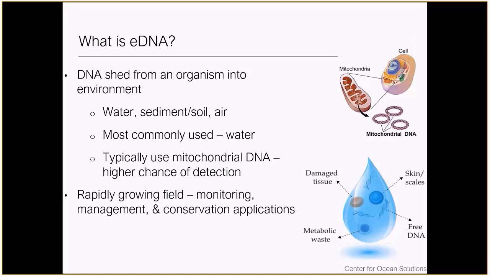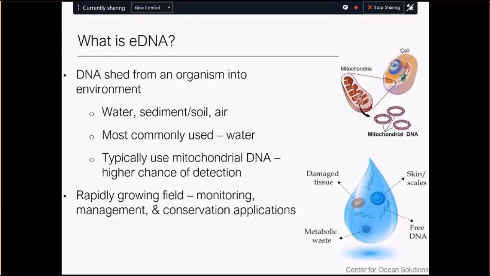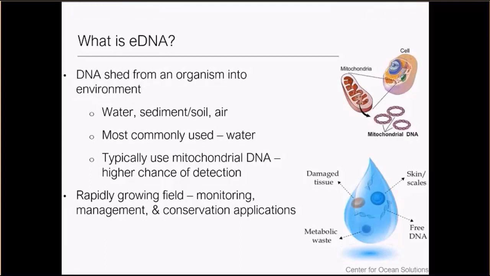Probably the most researched and most common is water, but don't make this out to be that this can't be for terrestrial species as well. We typically target mitochondrial DNA instead of nuclear DNA for these studies, just because there are so many more copies of the mitochondrial genome within each cell, and we're usually dealing with pretty degraded and trace amounts of DNA, so really low concentrations, and mitochondrial gives us a better chance of finding a species we're looking for.